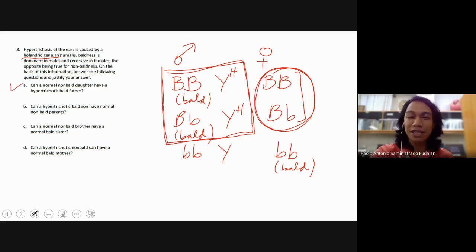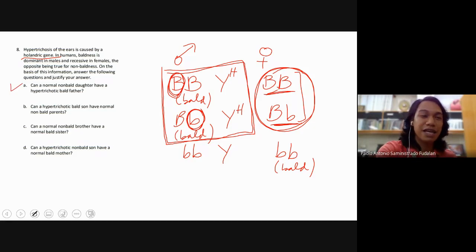What about the baldness? So this father can give this capital B paired with another capital B from the mother to get this. Or this father could give the small b in this case paired with the capital B from the mother, having this, or the other way around. So the answer in letter A is yes, based solely on that reason. Okay, so let's move on.